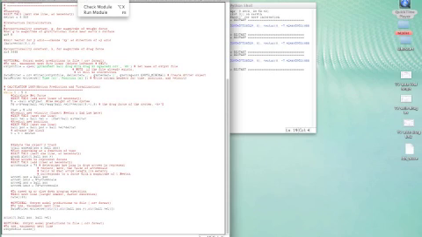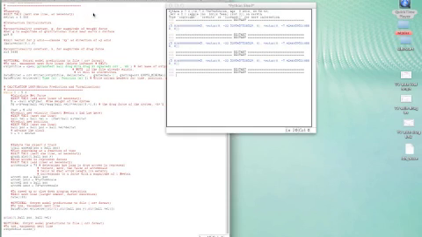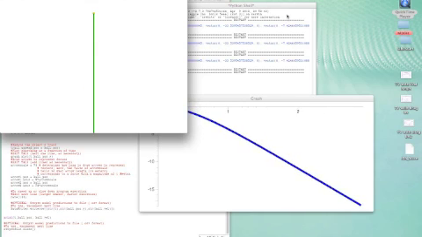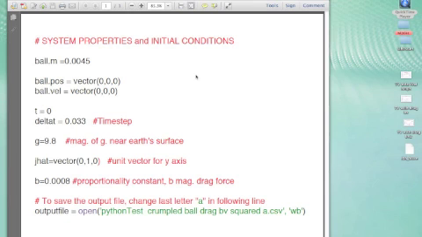This is just a short clip to show the Python module running with the drag coefficient times the velocity squared. I'll show the initial conditions and calculation loops just after this. Hopefully you can read this. These are the initial conditions.